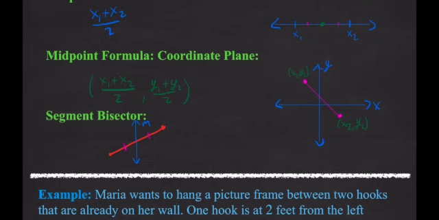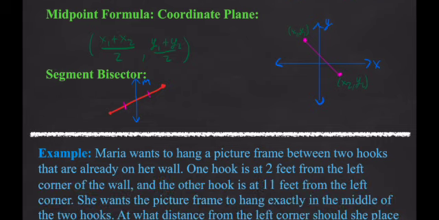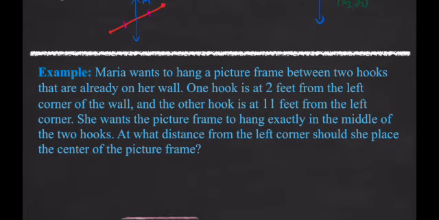bisects the line segment. We could also have a plane bisect a line segment. We could have another line segment bisect the line segment. But anything, a plane, a segment, or a line that crosses over and makes it halfway between is a segment bisector because it cuts the segment in half. Let's look at a practical example.